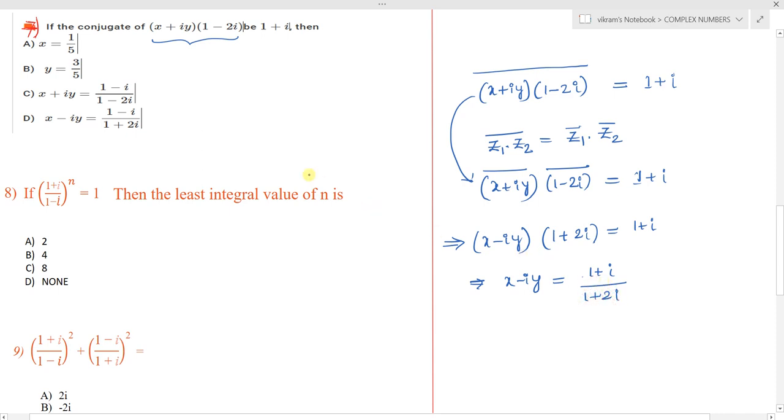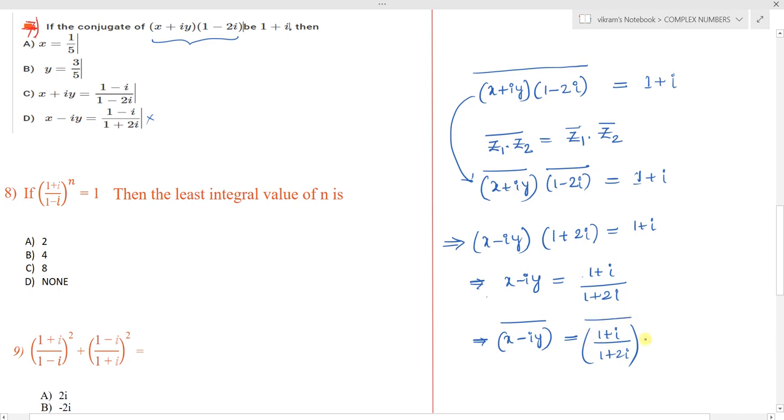Will this be in the result? x minus iy is written here as 1 plus i by 1 plus 2i, but it is not in the options. So find the conjugate of this again. The conjugate of x minus iy is x plus iy, which equals the conjugate of 1 plus i by 1 plus 2i.